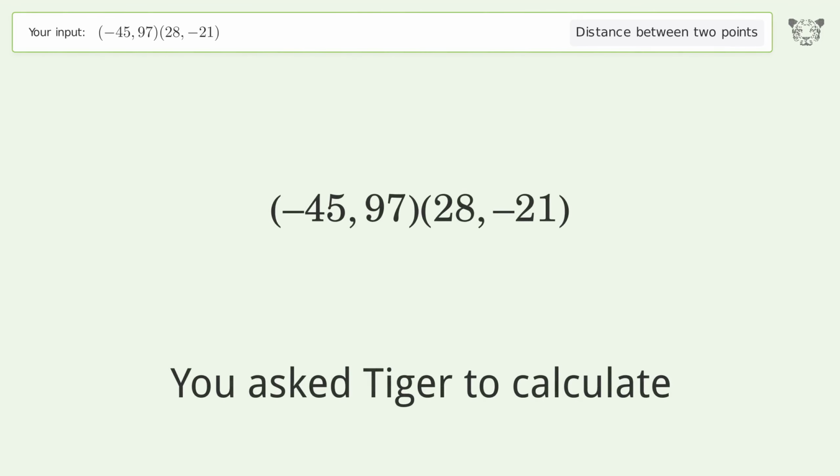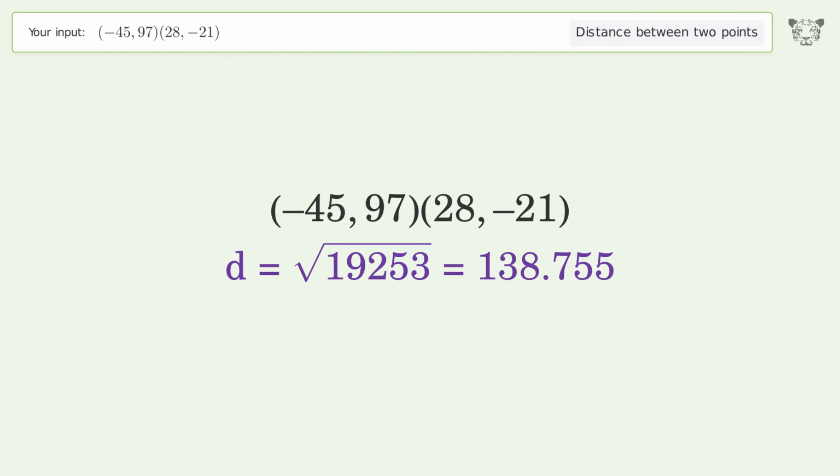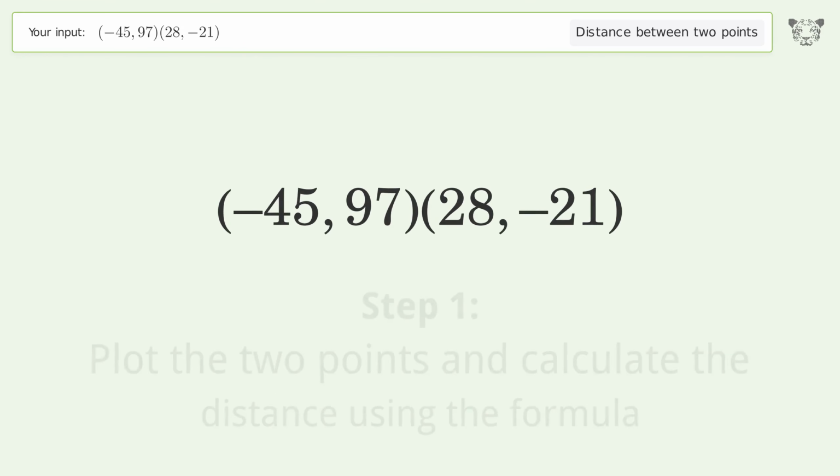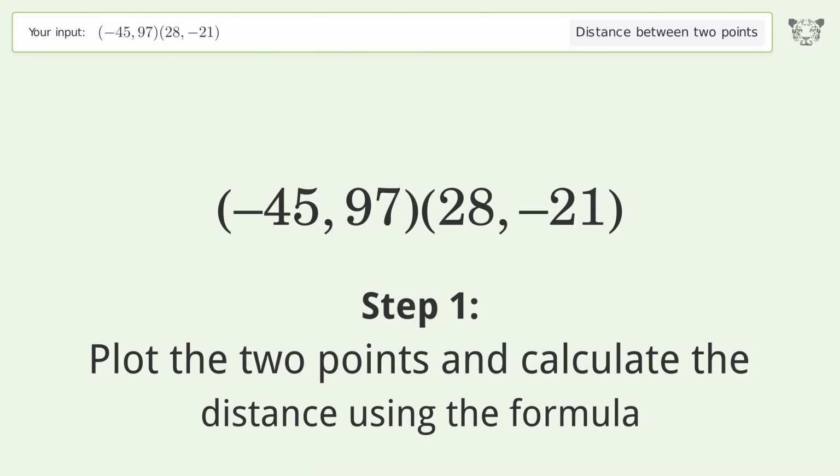You ask Tiger to calculate. This deals with the distance between 2 points. The distance between the 2 points is the square root of 19,253 or 138.755. Let's solve it step by step. Plot the 2 points and calculate the distance using the formula.